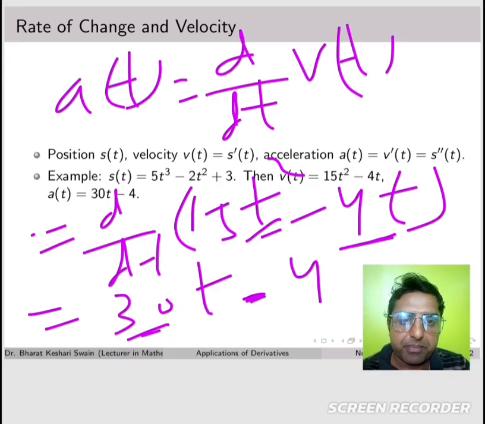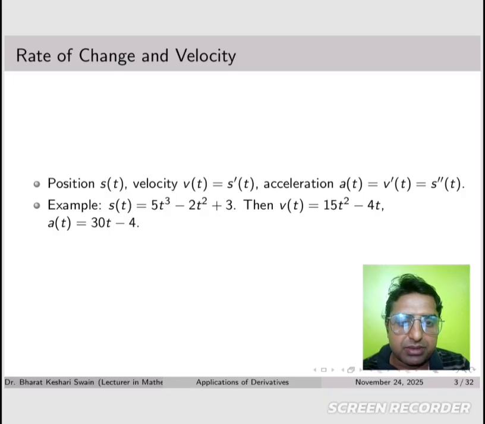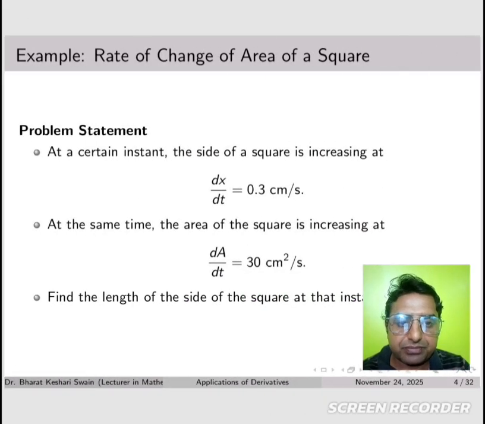Okay, now come to next page. This is a problem: how we can find the rate of change of area of a square if the side of the square is increasing. Okay, see the statement of the problem.